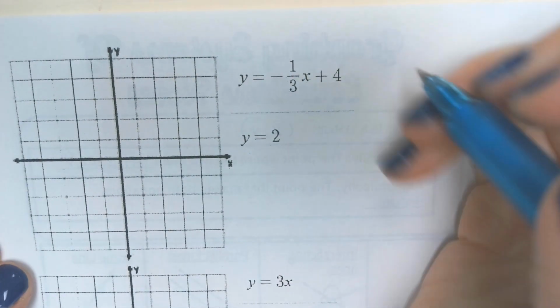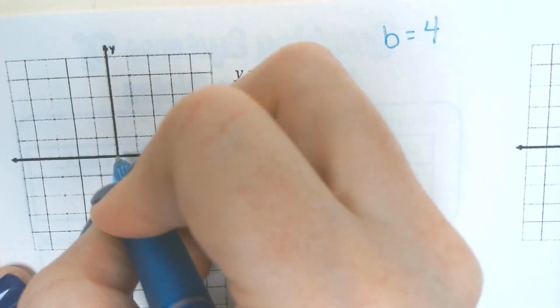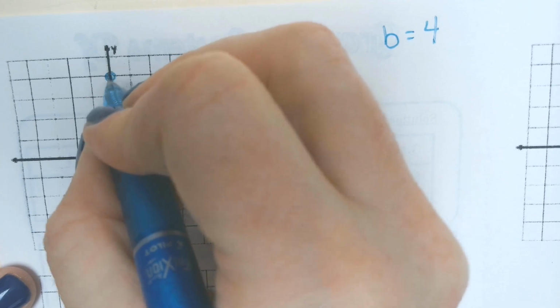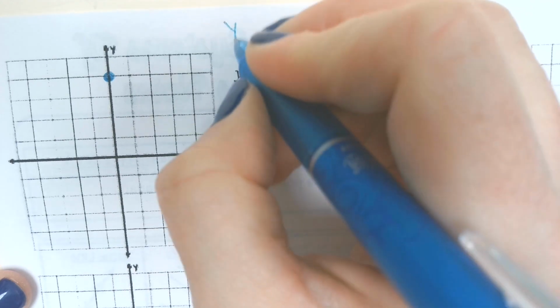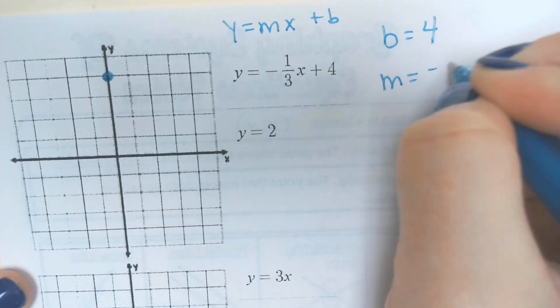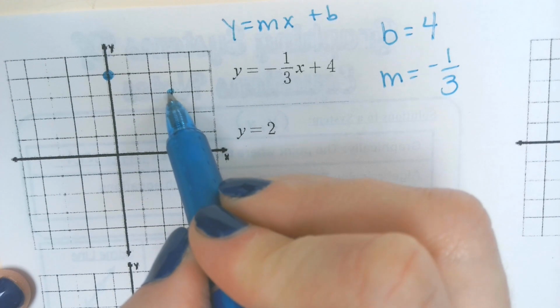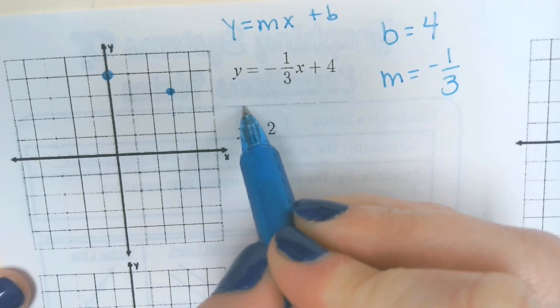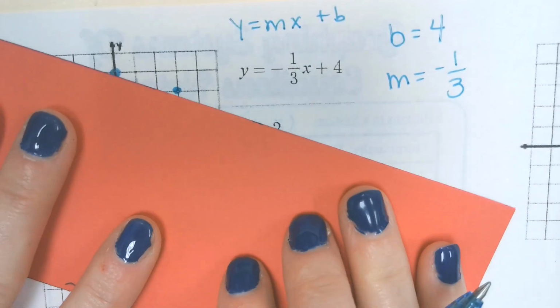y equals negative 1/3 x plus 4. Let's plot our y-intercept, which is the 4. 1, 2, 3, 4. Always start on the y-axis with your b value, because remember, this is y equals mx plus b. Then your slope is negative 1 over 3. That means I'm going to go down 1, right 3. Down 1, oh, I can't go right 3. So there are no other pretty points I can use. So I have 2 points. Line up those 2 points. Draw your line.